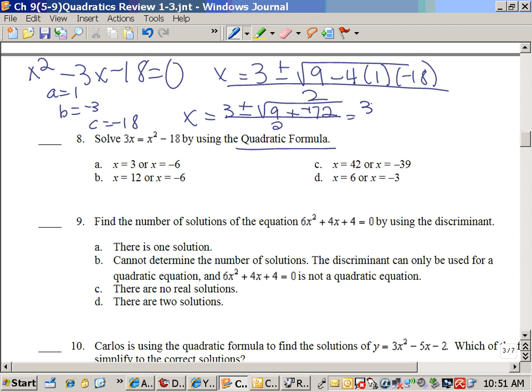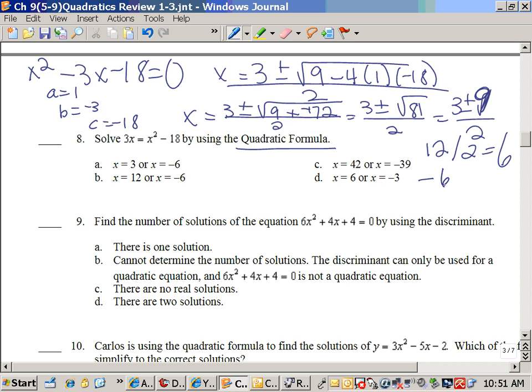So that gives me 3 plus or minus the square root of what? 81. Square root of 81 is 9. So it's 3 plus or minus 9 over 2. 3 plus 9 is 12. 12 divided by 2 is 6. 3 minus 9 is -6. Divided by 2 is -3. So the answer is 6 and -3, which is D.